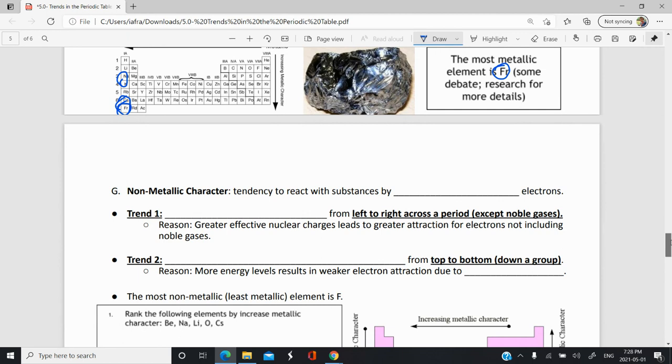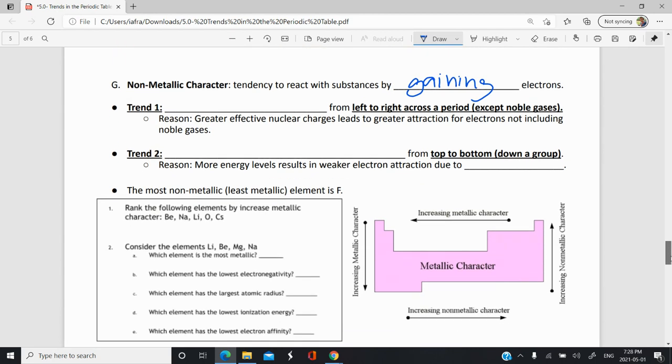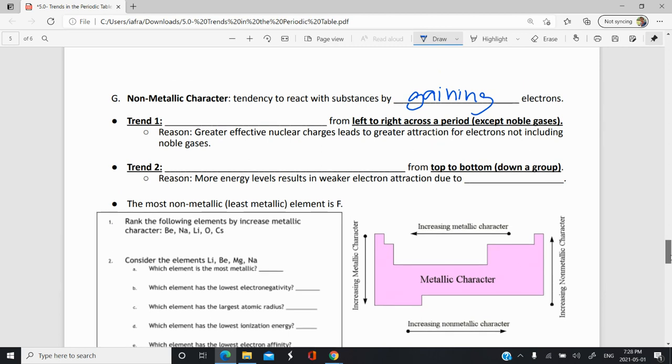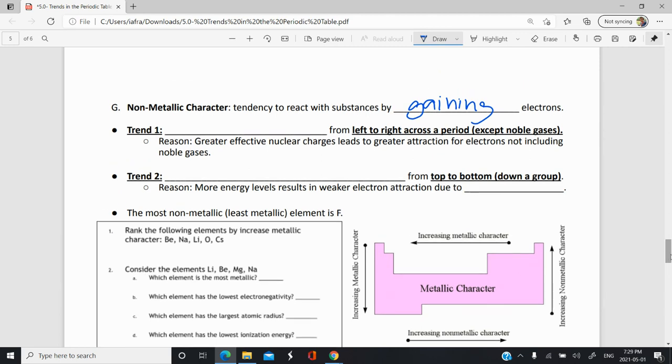And then we have our non-metallic character, which is the tendency to react with substances by, rather than losing, gaining or accepting electrons. And that's what makes a good non-metal. So it's essentially the opposite of the metallic character trends. From left to right, the non-metallic character increases. So towards the right side, you're more non-metallic. For example, fluorine is more non-metallic than oxygen because it's more towards the right.